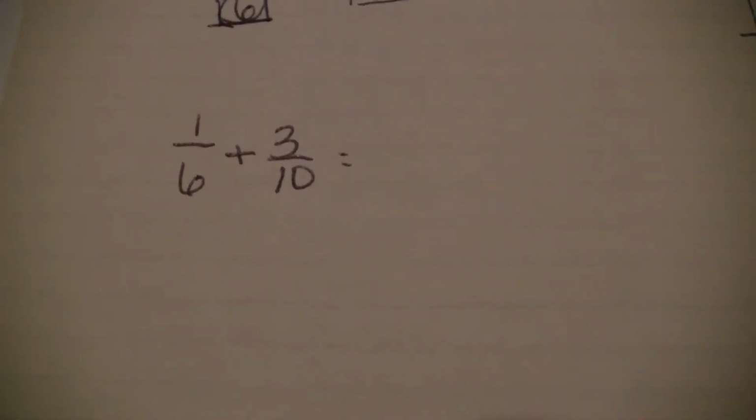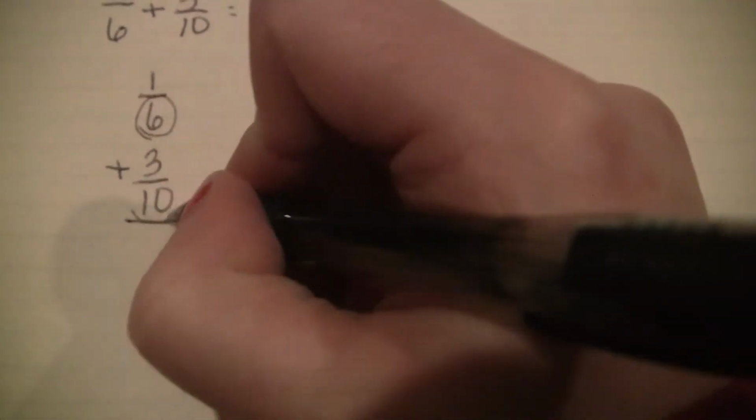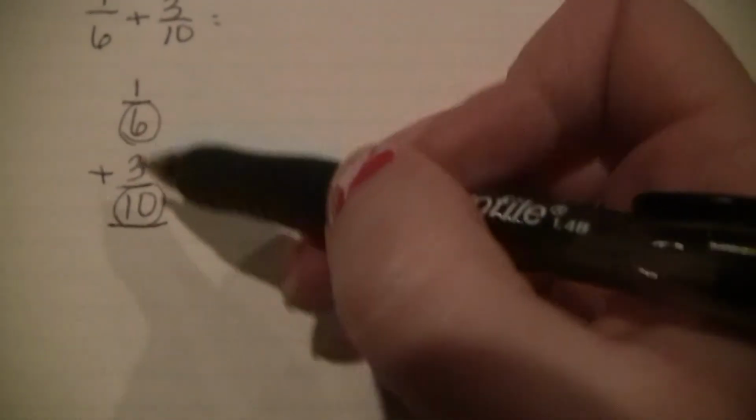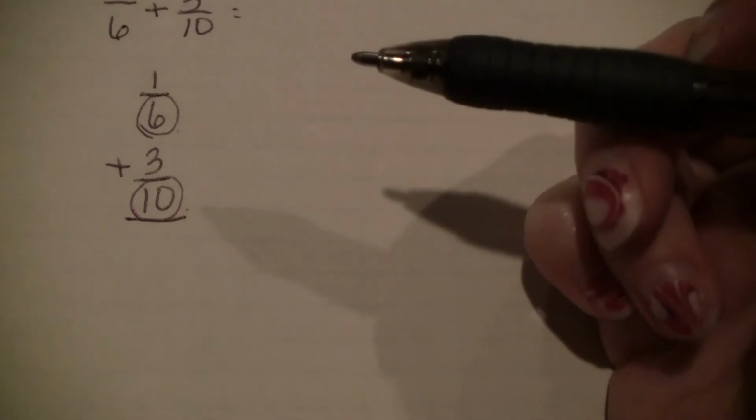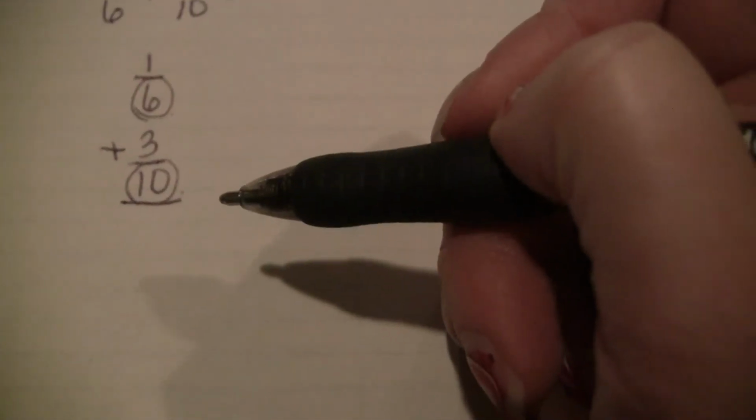For this next problem, 1/6 plus 3/10, I would still start by stacking the problem, 1/6 plus 3/10. The second step is to look at your denominators. Again, you may want to have your child highlight the denominators in blue so that they can easily see which numbers they're looking at.